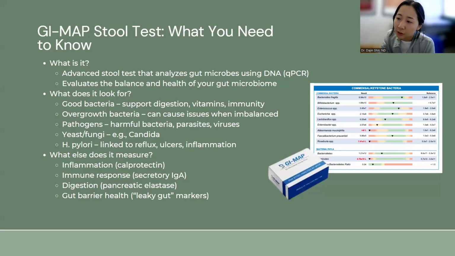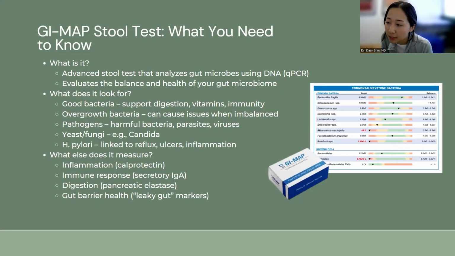The GI map is a stool test that we commonly run here at Sklar Center. And it is a stool test that looks at microbial DNA in your gut using a technology called qPCR. It can detect bacteria, viruses, parasites, and fungi and gives us a detailed picture of your gut microbiome.